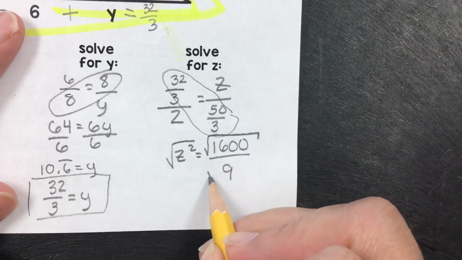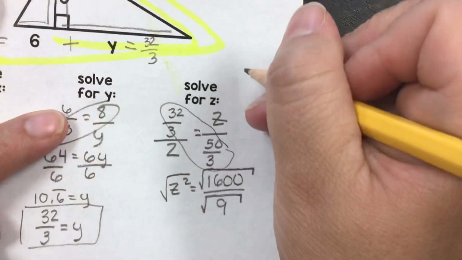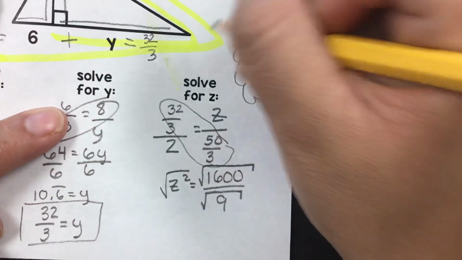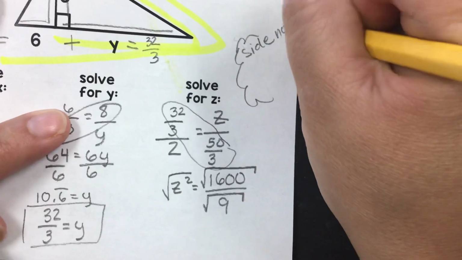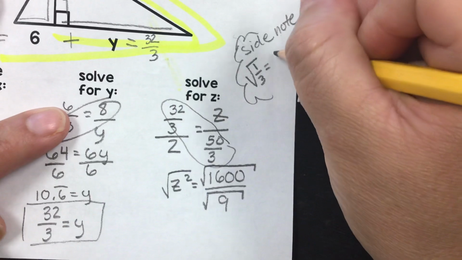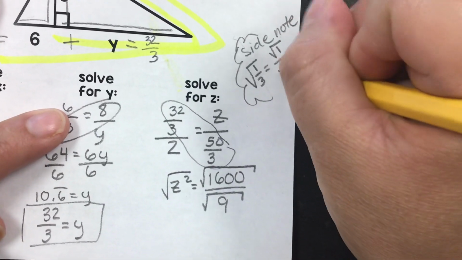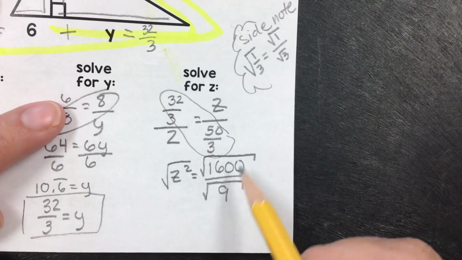And what I want you to do is separate them. Remember, you can do both. This is just a side note. That the square root of 1/3, remember, was the same thing as the square root of 1 divided by the square root of 3. And that's why I can separate them.